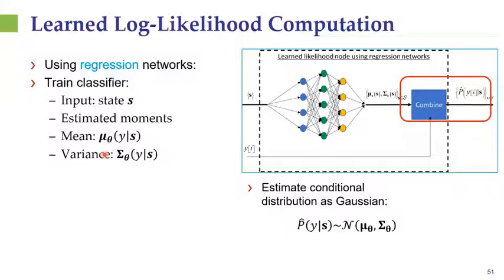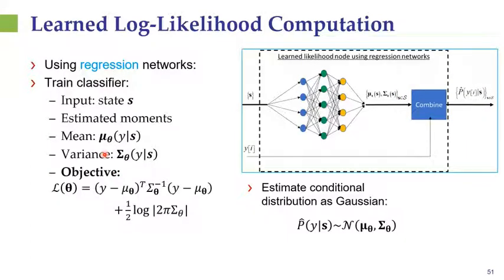Now, the question is, how do you train a regression network to learn the mean and variance of a conditional distribution? Well, there are two approaches to do that. The first is to minimize the objective, which can be treated as the negative log likelihood, assuming that it's a Gaussian conditional distribution. So this is exactly the negative log likelihood.